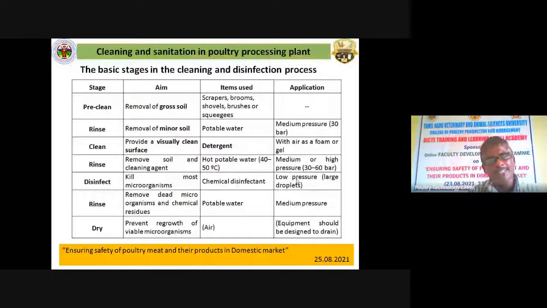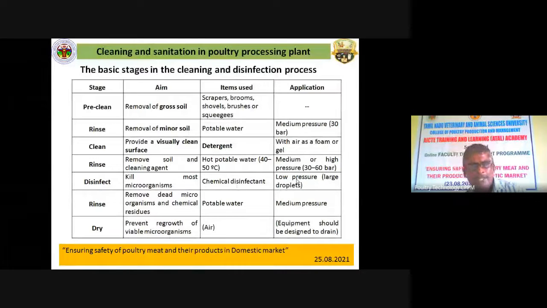So in this stage, we will apply detergent. Detergents are the agents that loosen the soil material that adheres to the surface of either the food contact surface or the floor in the food processing plant. So by the application of detergent, we ensure the visual clean of the surface. Then, after application of detergent, after leaving for a considerable period of time to get the detergent in contact with the surface, we go for rinsing.